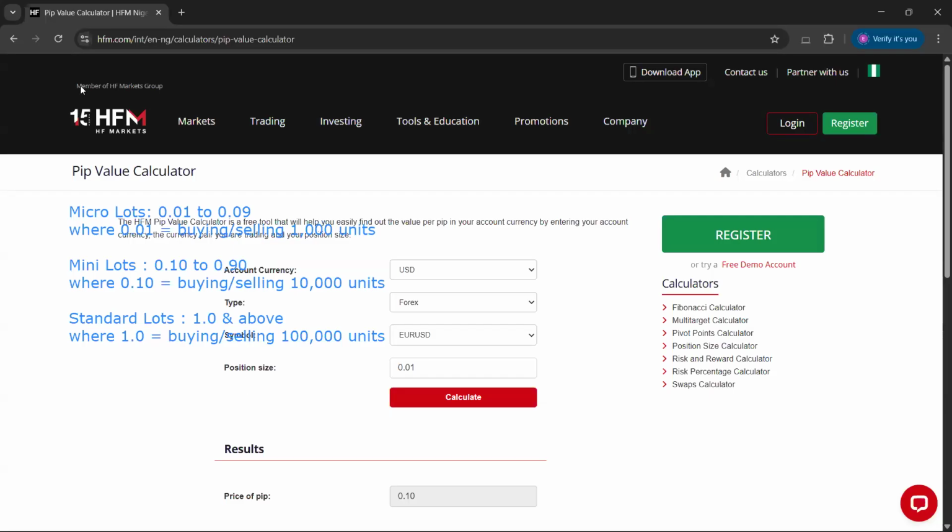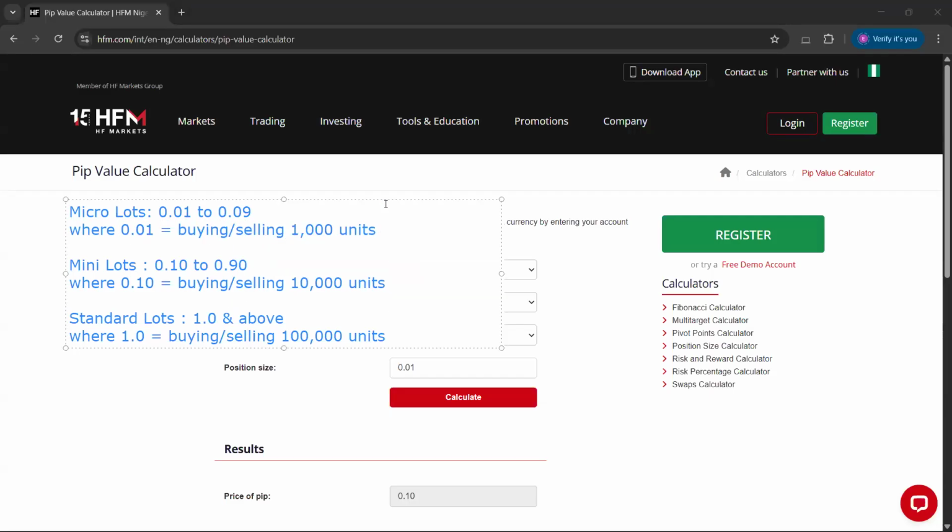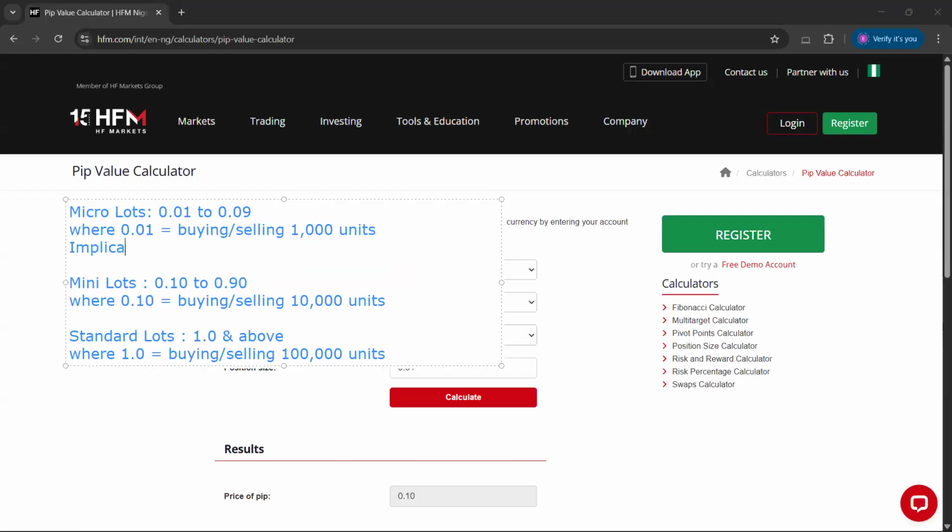What this means per se is this. The implication on 0.01, for example, is you stand to win or lose 10 cents per movement, right? And that's for 0.01, right? On 0.01, you stand to win or to lose 10 cents per movement in the market.